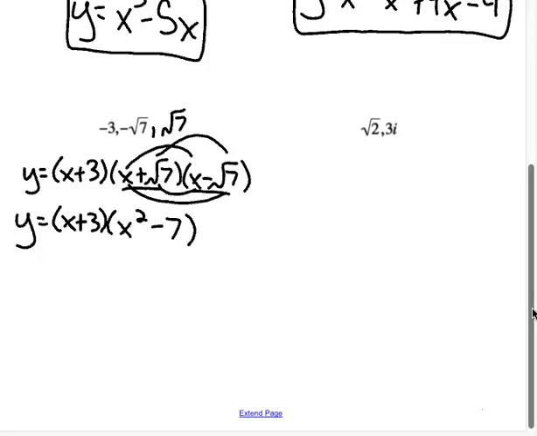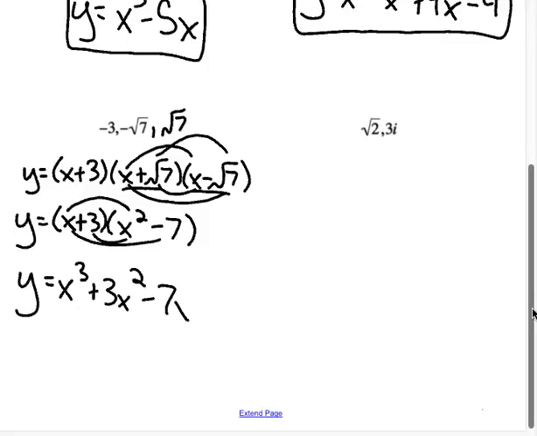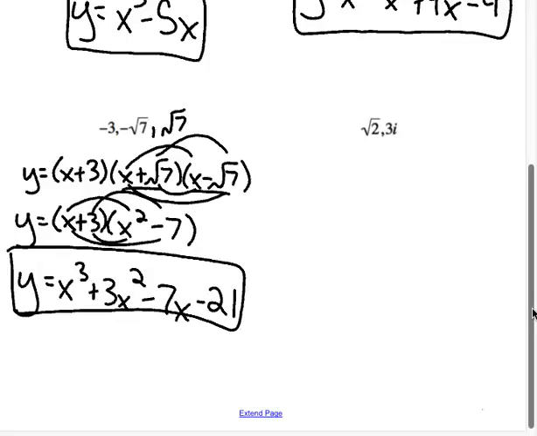Okay, so here notice I just jumped straight down to this, but it's still not standard form yet. So what that's telling me is I'm going to have to FOIL this again. X cubed plus 3x squared minus 7x minus 21. And there you have it.